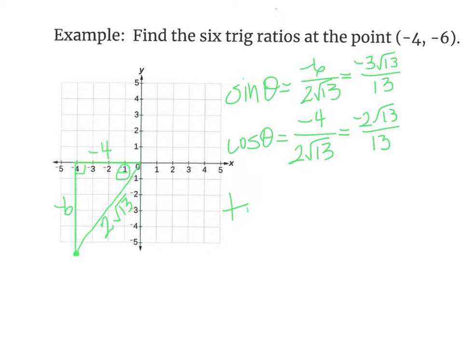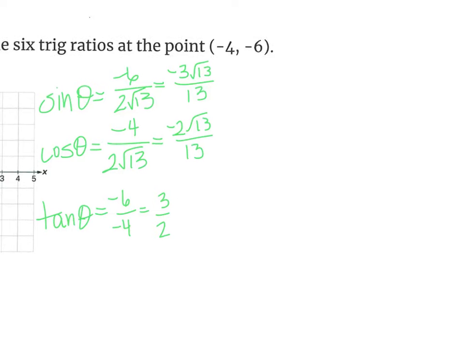Tangent, SOHCAHTOA, tangent of theta is opposite over adjacent. Simplify that fraction, and we get 3/2. They're reciprocal identities. We just need to find the reciprocal of these values. The cosecant of theta is the reciprocal of sine. That is 2 square roots of 13 over -6. Simplifies into the negative square root of 13 over 3.